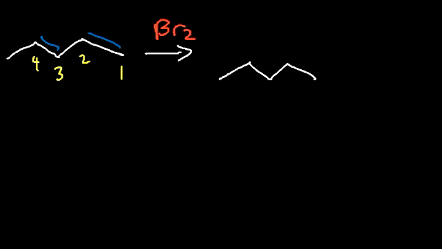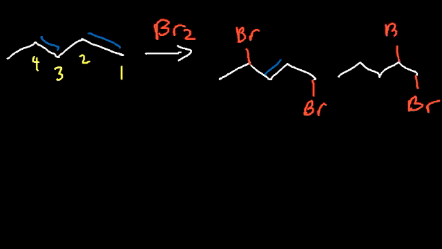So on carbon 1, we're going to put the first bromine atom. And for the 1,4 product, on carbon 4, we're going to put another bromine atom. And the double bond is going to be between 2 and 3. Now to draw the 1,2 product, on carbon 1, we're going to put a Br. And we're going to put a Br also on carbon 2. And the double bond is going to be between 3 and 4 for the 1,2 product.